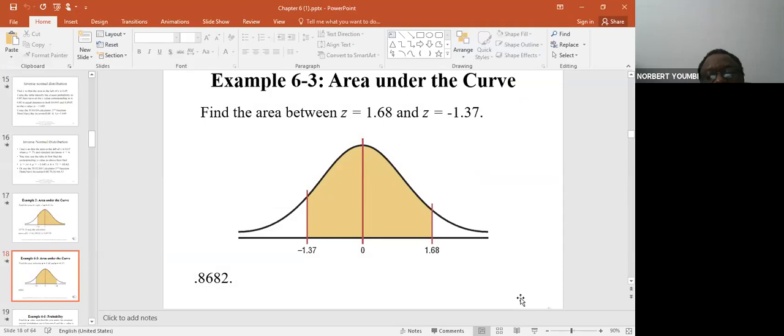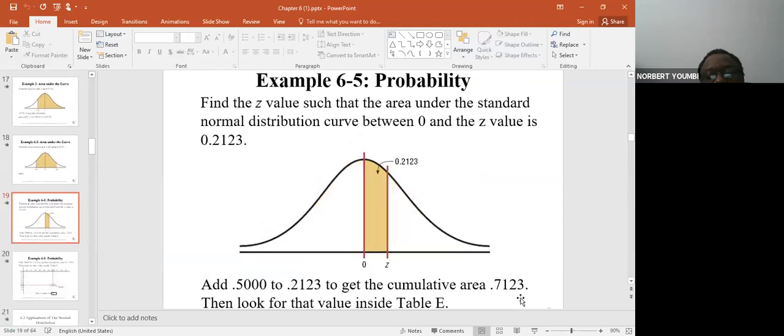I will advise you to use Google calculator to find the area and to use the table to find the inverse normal. Find the z-value such that the area under the standard normal distribution curve between 0 and z is 0.2123. Remember that the area that we get from the table is the area to the left of z. If we know that the area between 0 and z is 0.2123, then the area to the left can be obtained by adding 0.5 to it. So the cumulative area will be 0.7123. You can use your Google calculator with inverse normal and enter 0.7123, and you will get 0.56.